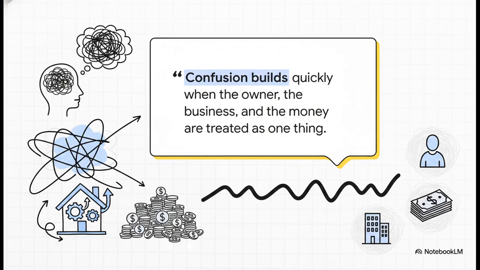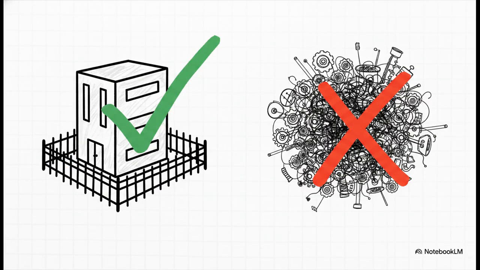Here is the absolute core truth of this guide. Confusion builds quickly when the owner, the business, and the money are treated as one thing. Literally, if you let these 3 elements blur together, everything becomes a tangled mess almost instantly. The main thing to remember is that a business needs boundaries way before it needs complexity. The goal right now isn't to build out some massive, complicated financial system, not at all. The goal is simply to understand what must be kept distinct so your structure starts off super clean.